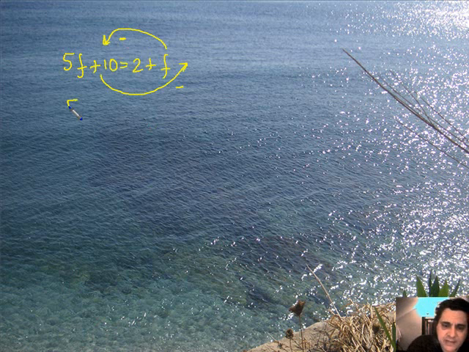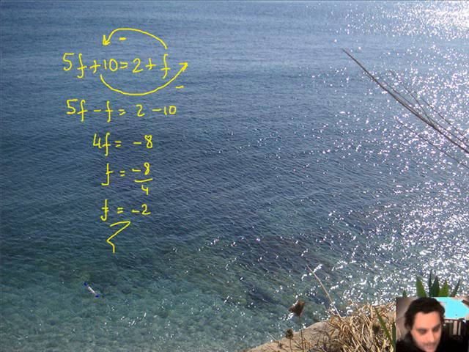So, writing the left hand side, 5f take away f equals 2 minus the 10. Be careful now. 5f take away 1f is 4f's. 2 take away 10 is minus 8. Don't be fooled by it. F on its own is minus 8 over 4. Well, 8 divided by 4 is 2. Answer is negative 2. Alright.